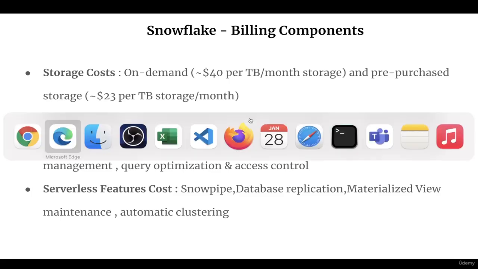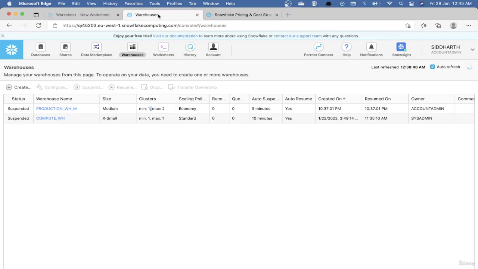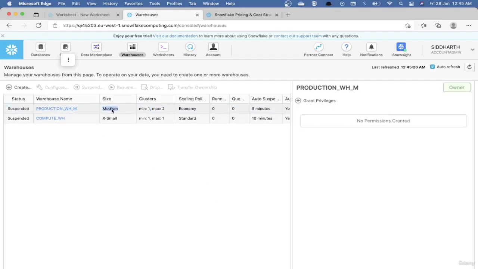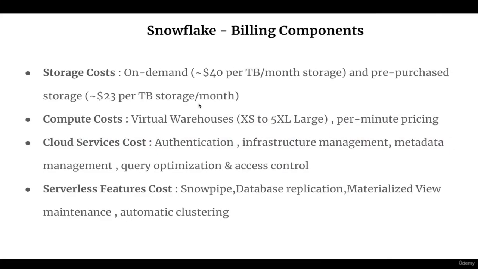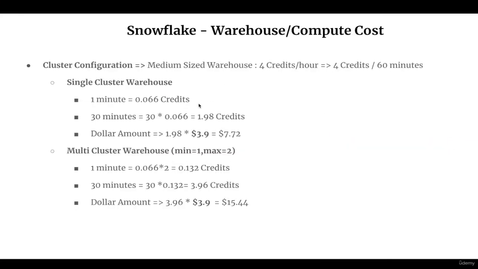So let's go back to our example. In the last video, we created a warehouse which was of medium size, right? It was a multi-cluster warehouse. Now, if you click on that row and click on configure, you'll see medium-sized warehouses cost you 4 credits per hour. All right, now let's go back to our slide. So we have set up a medium-sized warehouse which costs us 4 credits per hour.